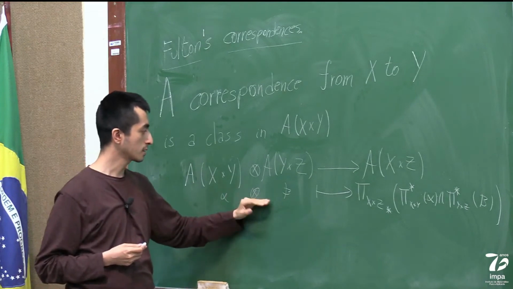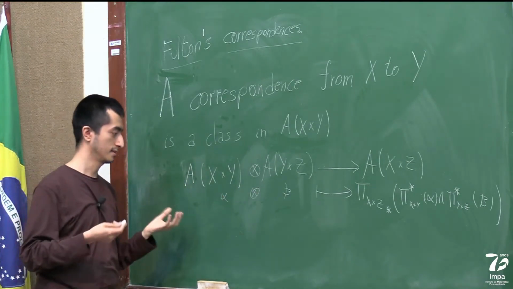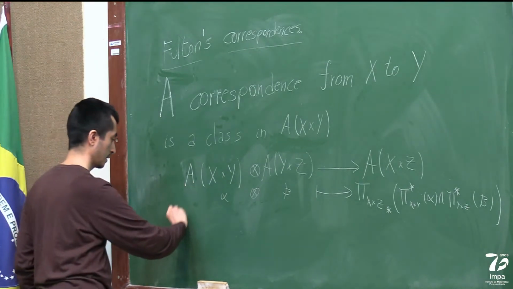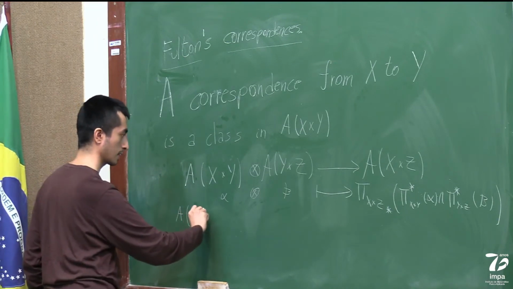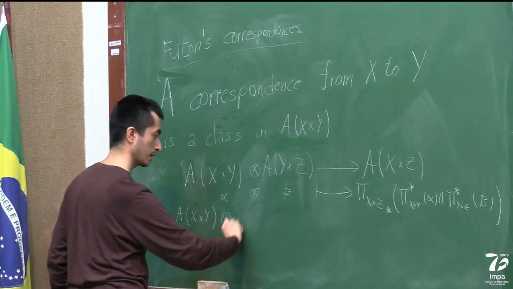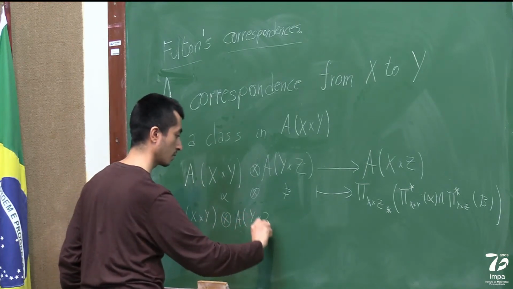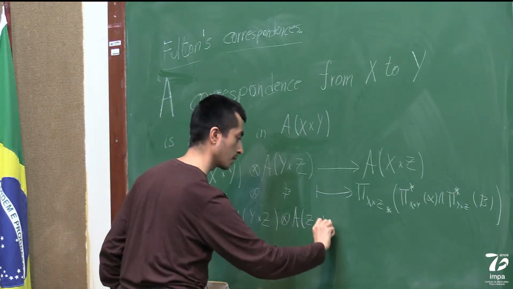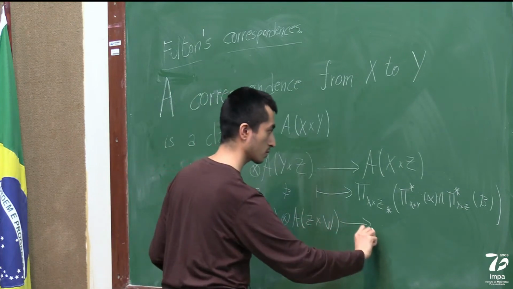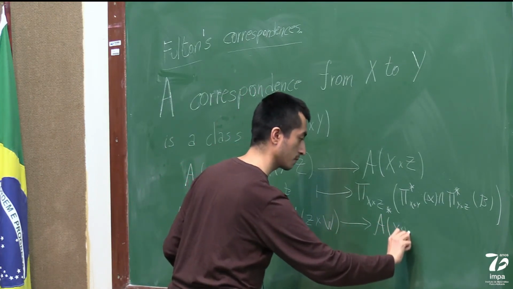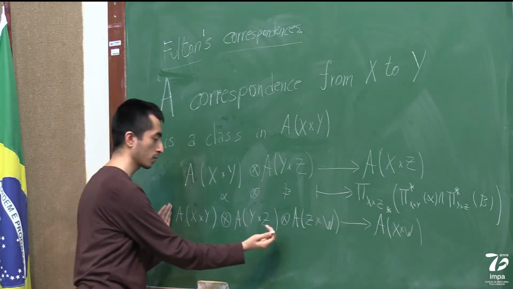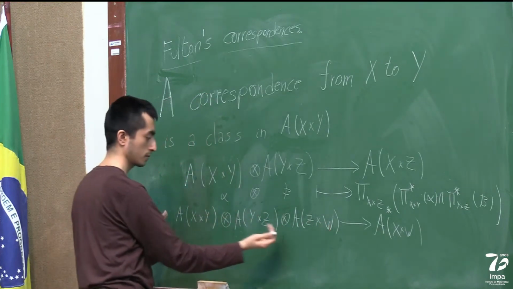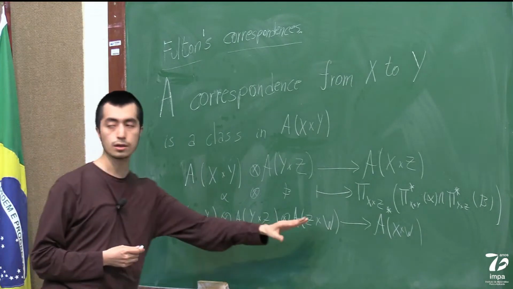And the nice thing about this composition is that, as with anything you call a composition, it is associative. So if we have A(X times Y) tensor A(Y times Z) tensor A(Z times W), we have a map from this tensor product to A(X times W). No matter whether we compose first these two elements and then the other one, or first these two elements and then the other one, the composition will be the same.